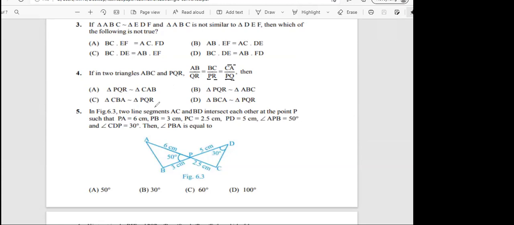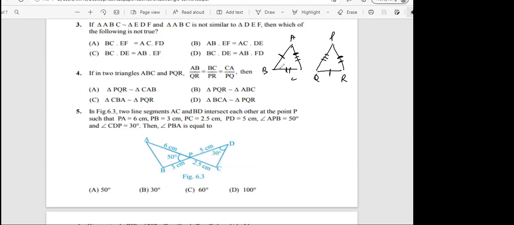PQR. So we can check it by making the triangles. If I'm writing here triangle ABC and triangle PQR, ABC, PQR. And then if I'm writing here AB is proportionate to QR and BC is proportionate to PR. And here CA means this side is proportionate to this side.